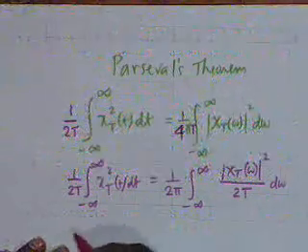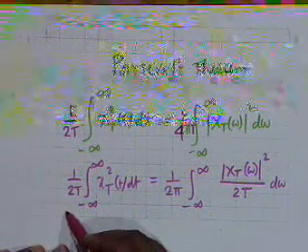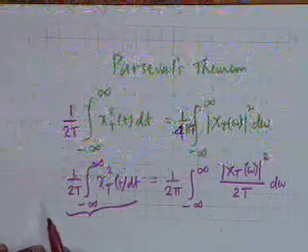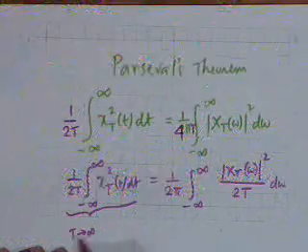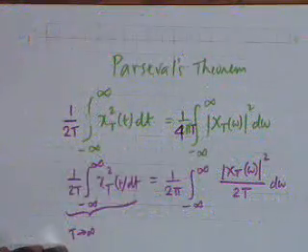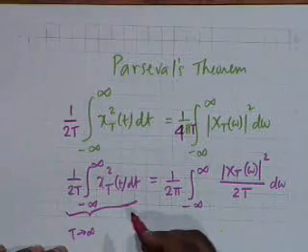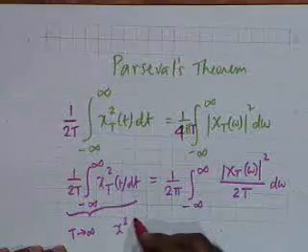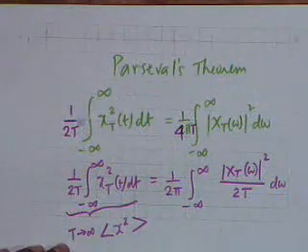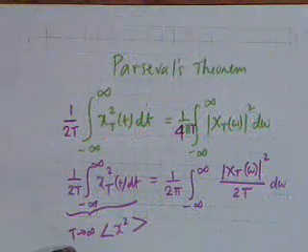Now, you notice that if capital T tends to infinity, then what is this integral? It's the average of the square of x, x squared. No, time average. That's right. If capital T tends to infinity, the left hand side has the interpretation of time average.